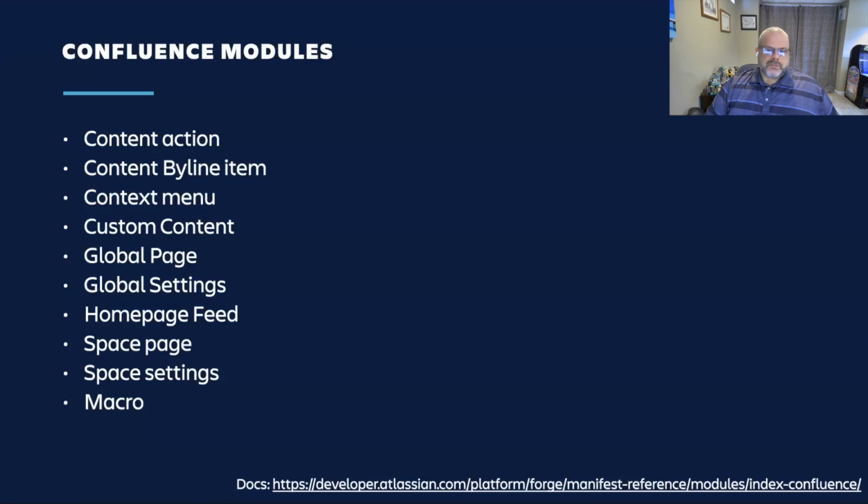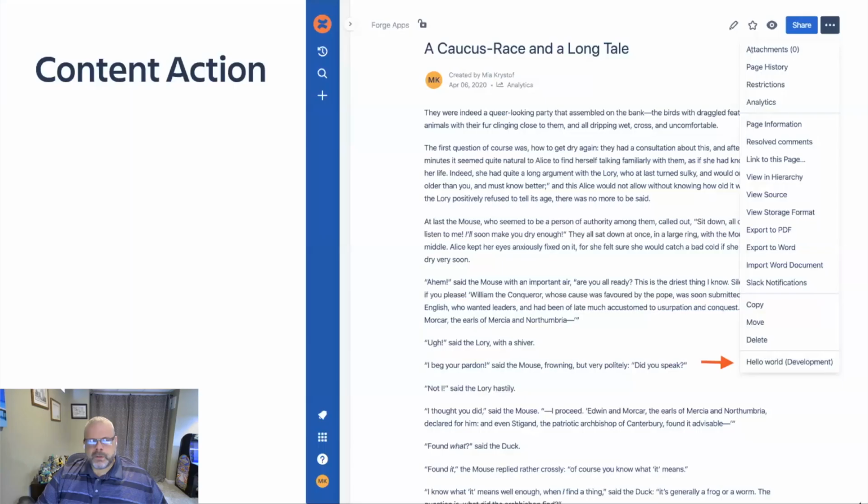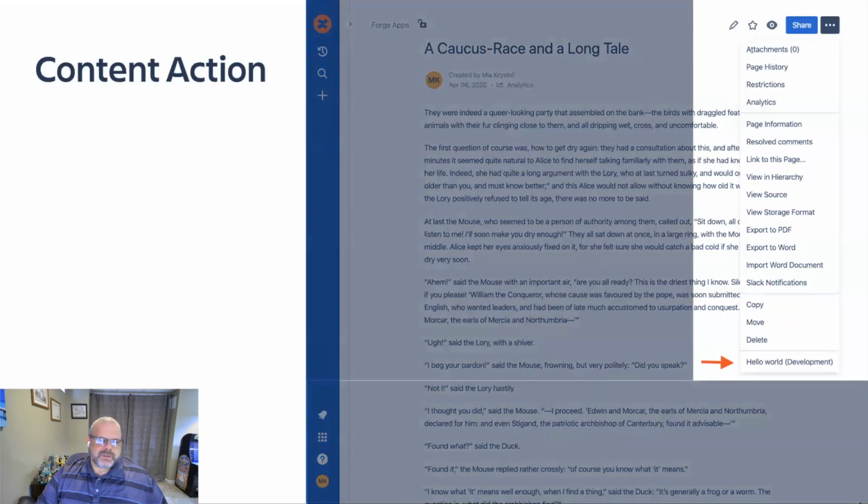Confluence has a number of product-specific modules. There's content action, content byline, content menu, global page, space page, just to name a few. Macro, we're going to be using that one. Just there's the whole list there, and the reference material you can see at the docs at the bottom. Just a few examples of what these things look like.